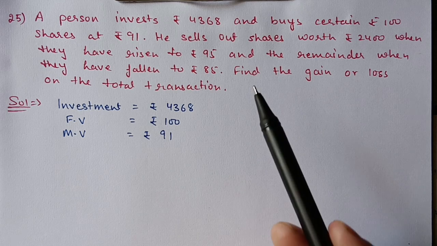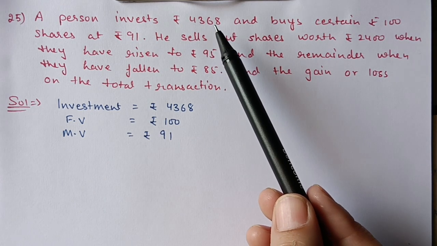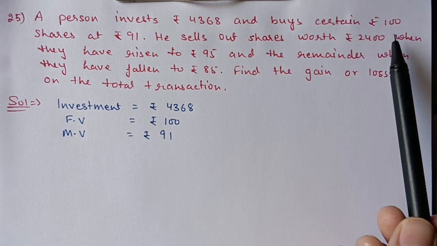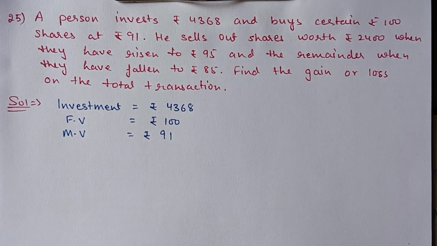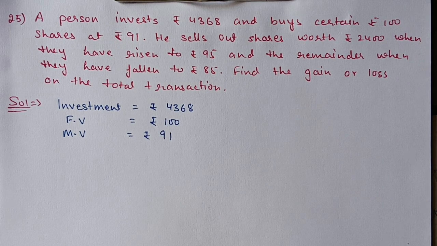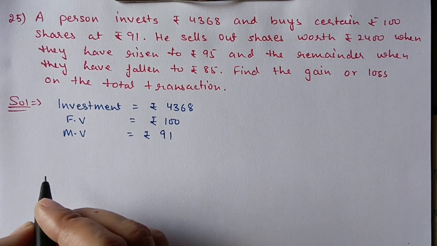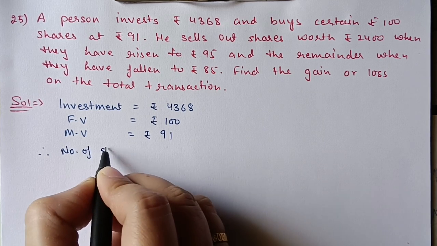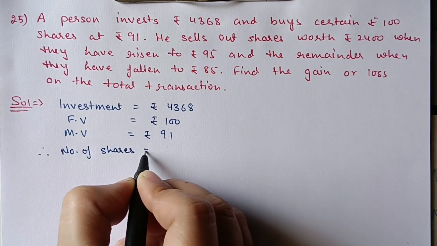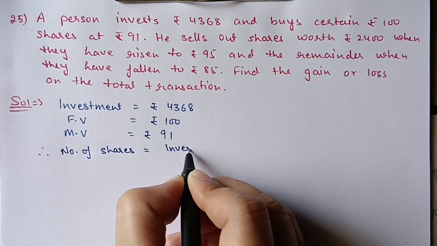So here the total investment is given as 4,368 rupees. Face value is given as 100 rupees and market value is given as 91 rupees. So first we will calculate the number of shares he purchased. Number of shares is equal to investment upon market value.